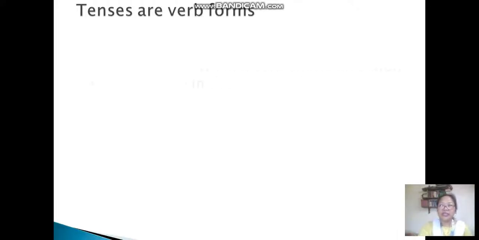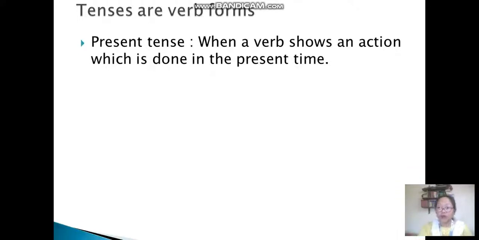Now we know that tenses are verb forms. Verb means the action word. Whatever word shows an action, that is called a verb. And the time when it was done: present, past or future. These are the three tenses, right? So tenses are verb forms. A verb has three forms: present tense, past tense and future tense.